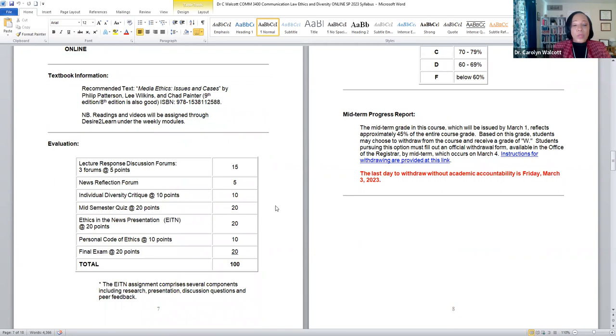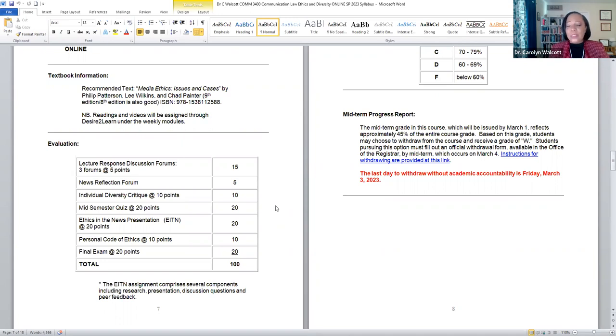Now, your evaluation is divided into just about 7 components. You've got a lecture response discussion forum for each module that will examine the law, the First Amendment, and issues around protected speech and speech not protected. So you'll have a legal forum, you'll have a forum that deals with the ethics of our discussions, and of course, you'll have one that deals with diversity.